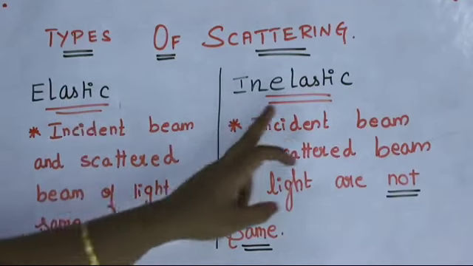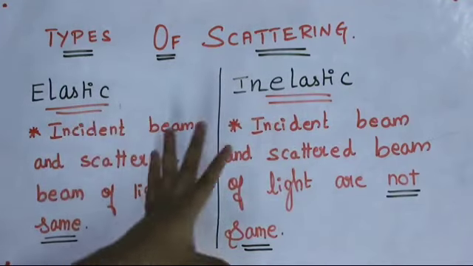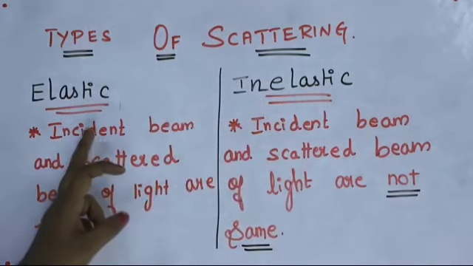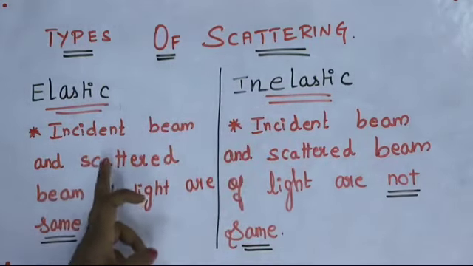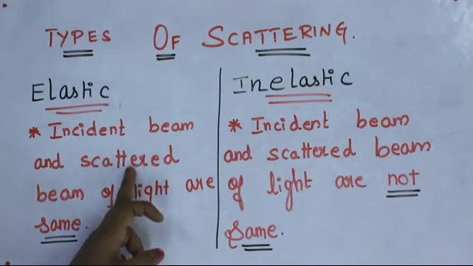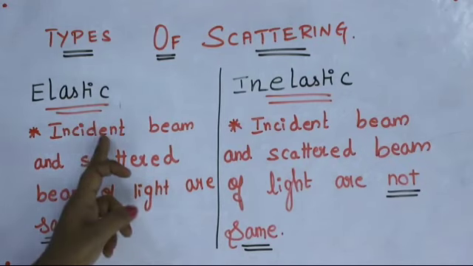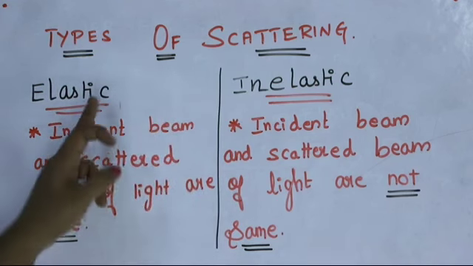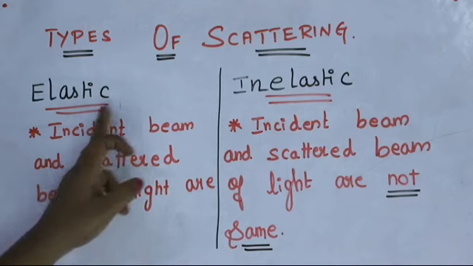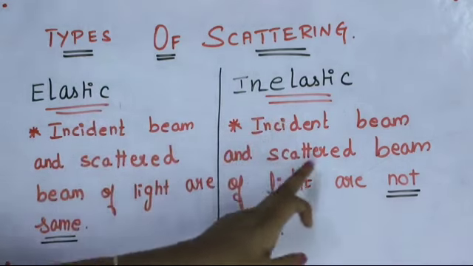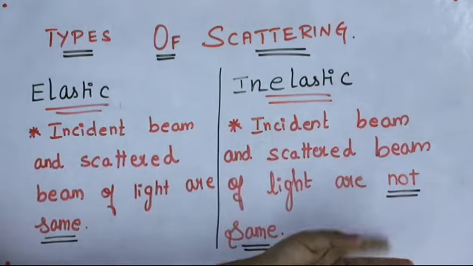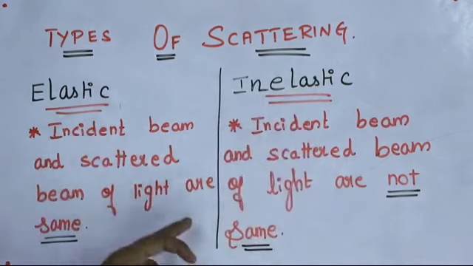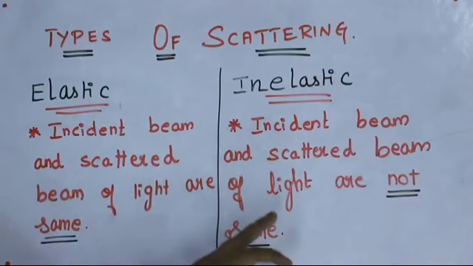Types of scattering: elastic and inelastic. When a beam of light interacts with a constituent particle of the medium, it undergoes many kinds of scattering based on the initial and final energy of the light beam. Scattering can be classified as elastic scattering and inelastic scattering. If the energy of the incident beam of light and the scattered beam of light are the same, then it is called elastic scattering.